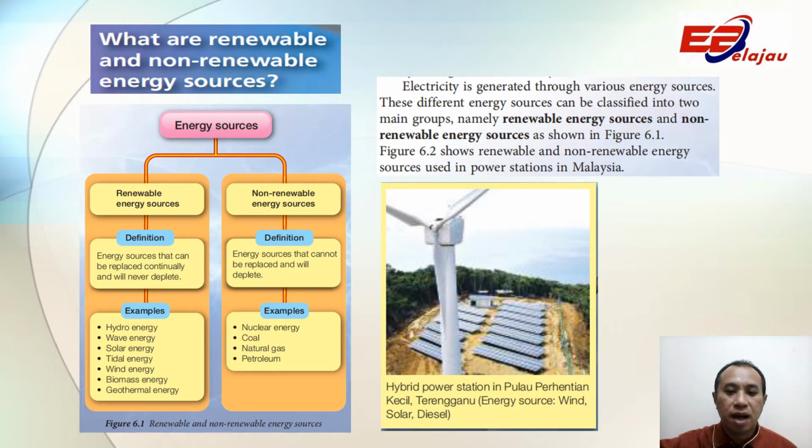Look at the diagram here. This is an example of a hybrid power station in Pulau Perhentian Kecil, Terengganu. So the energy sources of this power station are wind, solar, and diesel.